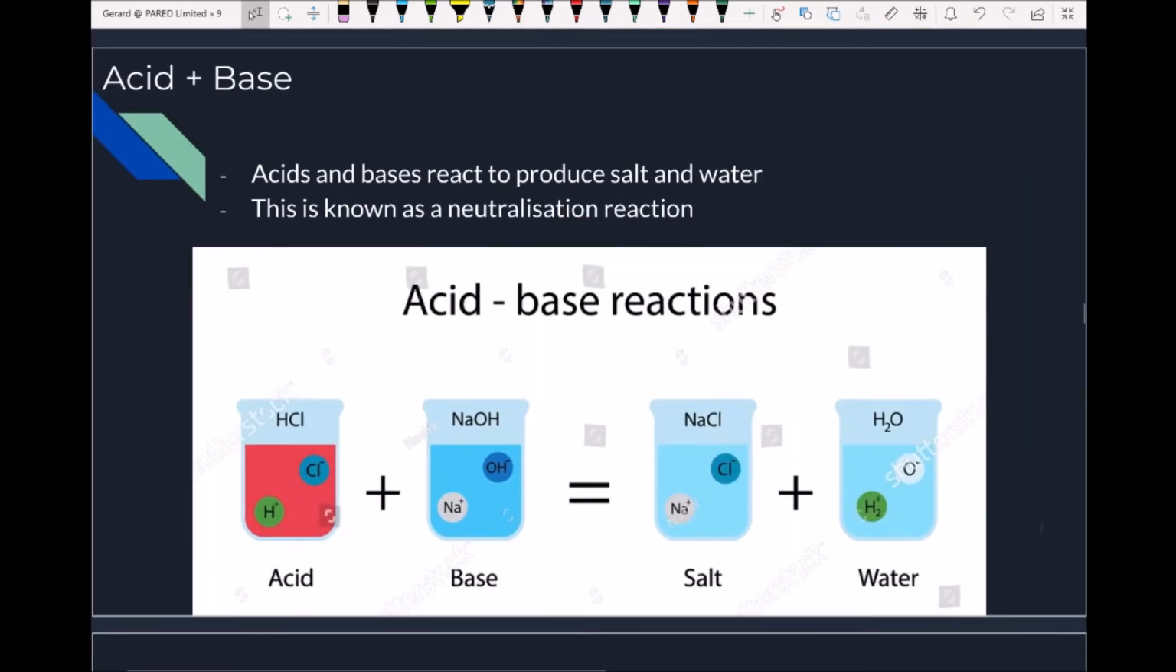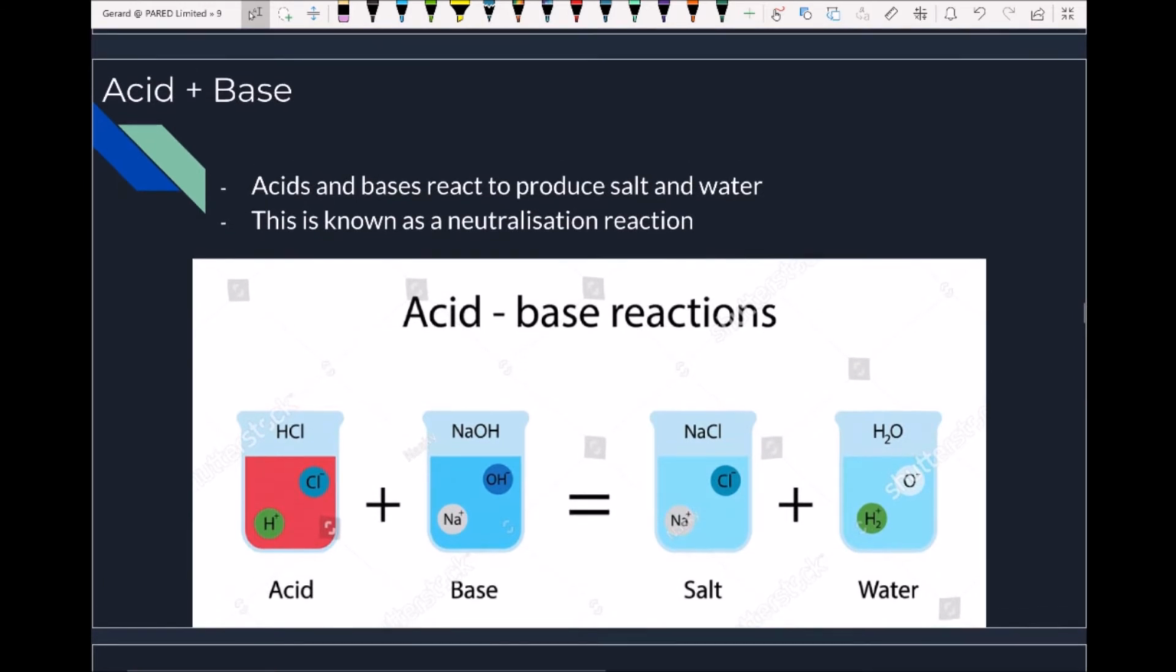Okay, acid-base reactions. So remember, acids are proton donors and bases are proton acceptors. When they react, they produce a salt and water. This type of reaction we call a neutralization reaction. So we've got our acid here, and we're reacting that with our base.